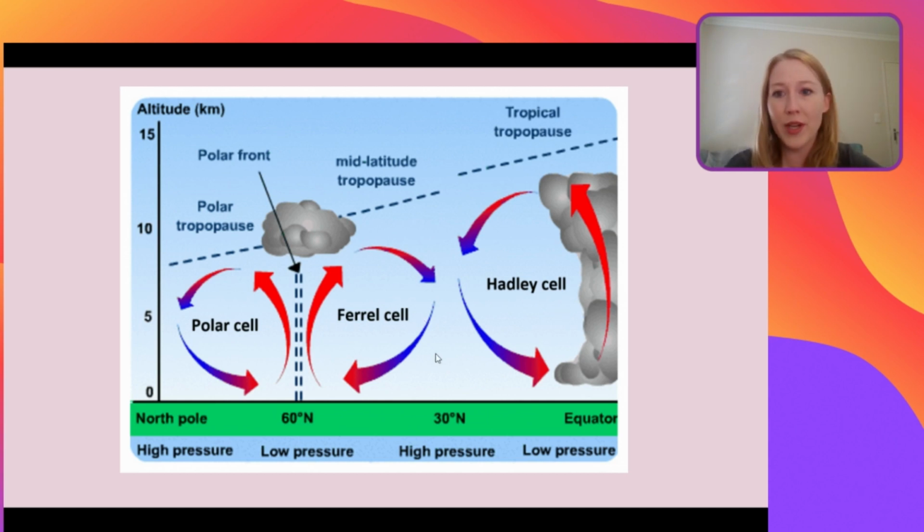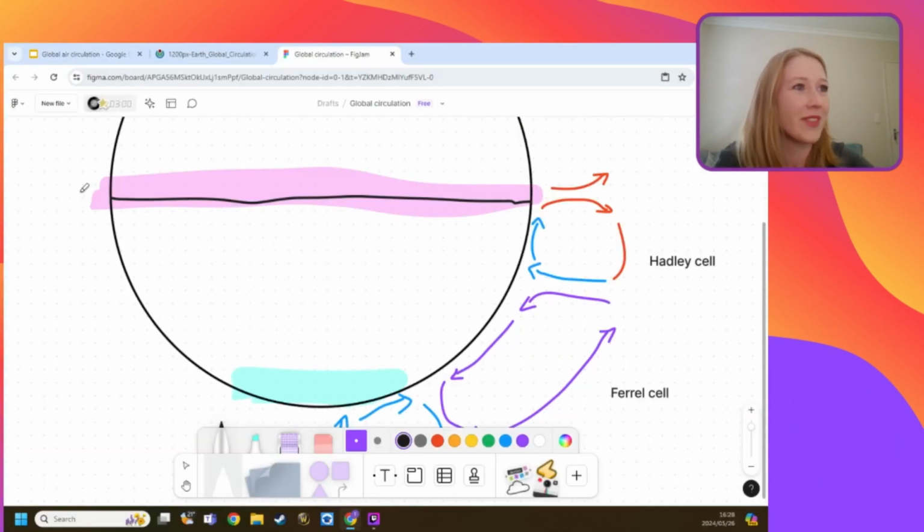The next thing I want to point out is where these major changes of air direction happen. So the equator we know is 0 degrees latitude. Put that in. And there we go, 0 degrees. So that's supposed to be the latitude. Not very clear, but it's fine.